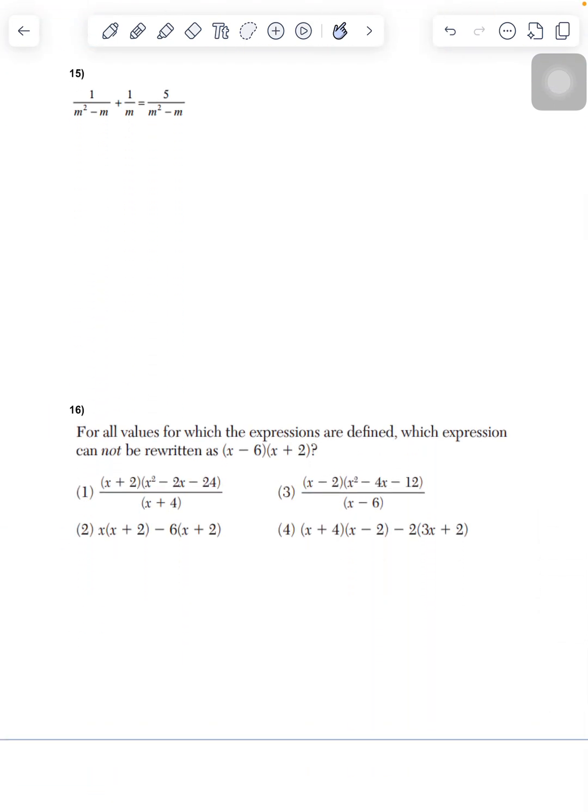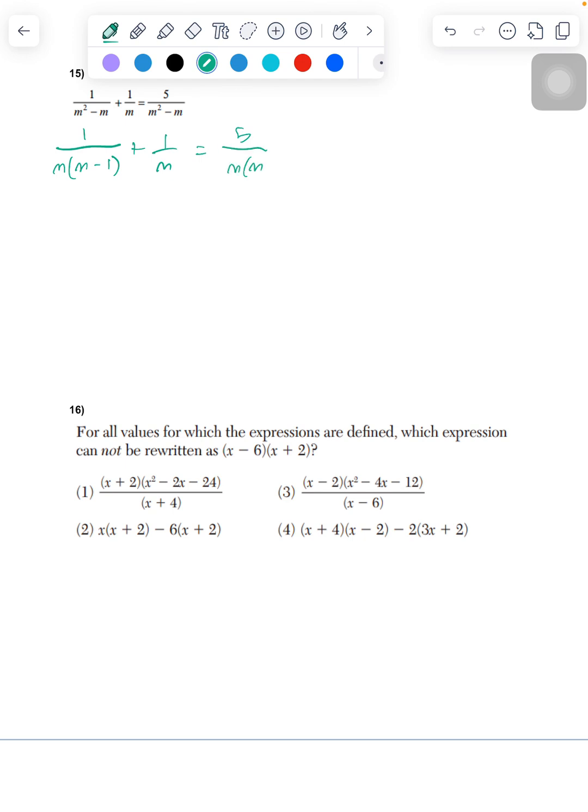All right, let's try the next one. So first thing I do is I check what x cannot be, right? Sometimes it's hard, right? Sometimes you have to factor the bottoms. I'm going to factor the denominators. So they both have m in common. And I'm going to take an m out, m minus 1. Plus 1 over m equals 5 over m minus 1.